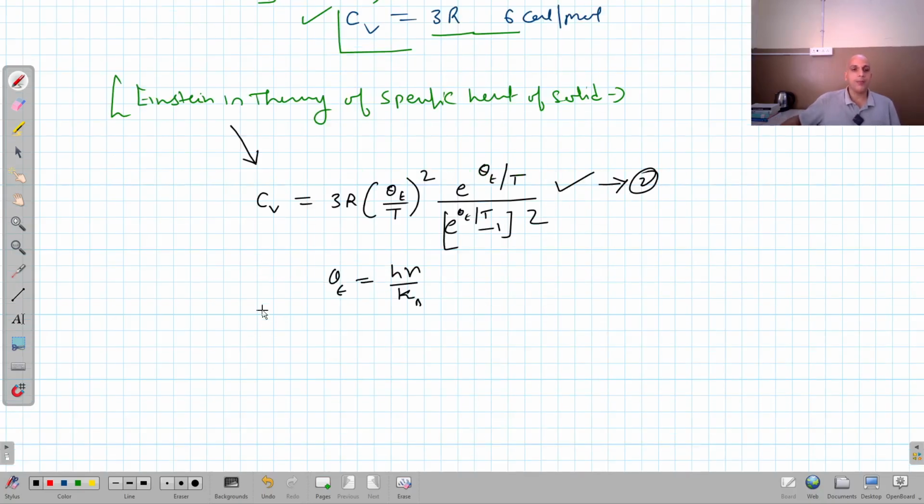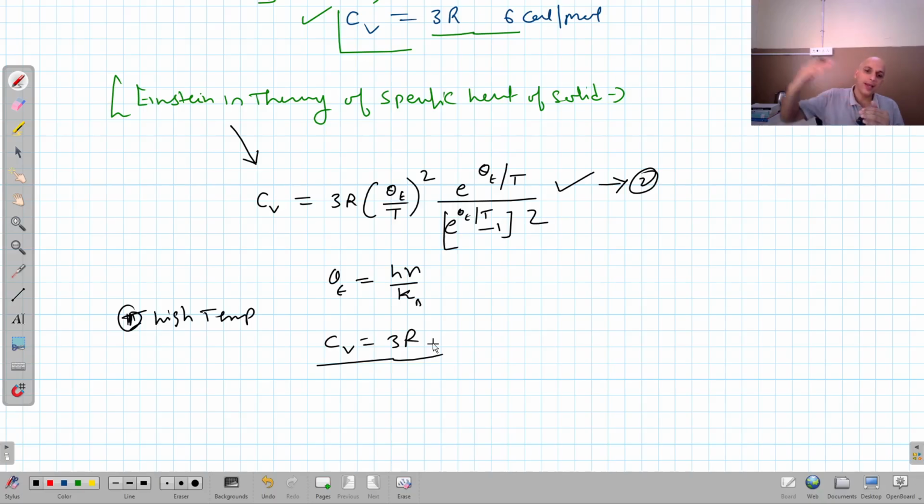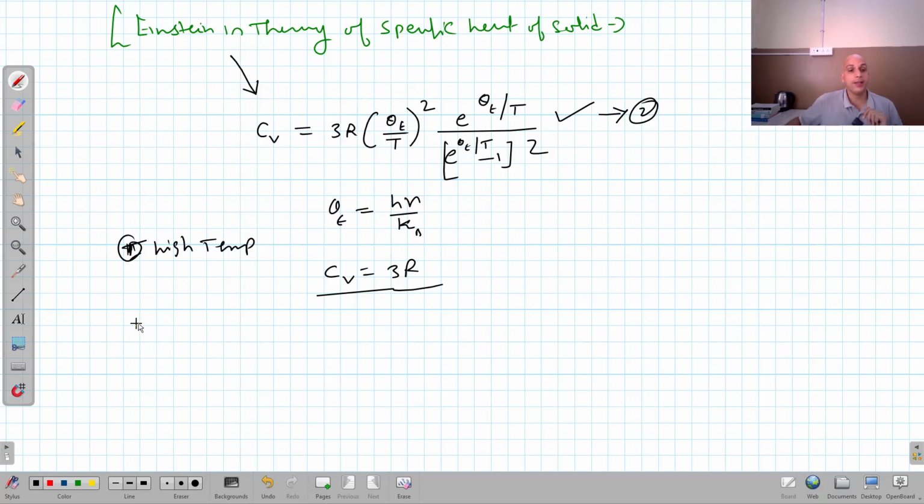Now, if we apply conditions on this equation number 2, the first condition is high temperature. Let's see what happens to this relation when the temperature is high. When the temperature is high, if we solve it, we find that Cv is equal to 3R. So it is in full agreement with the experimentally observed fact that at very high temperature, the specific heat of solids is constant and equal to 3R, which was Dulong and Petit's law. Obviously it is true, but what happens at low temperature? We are interested in that.